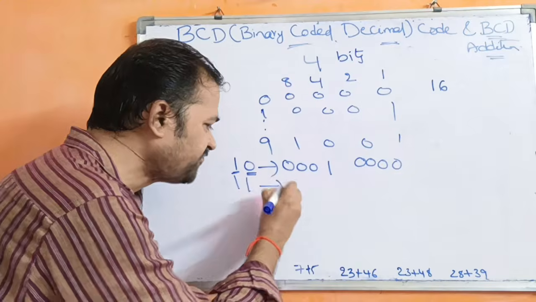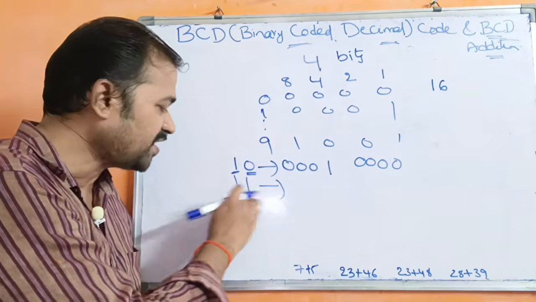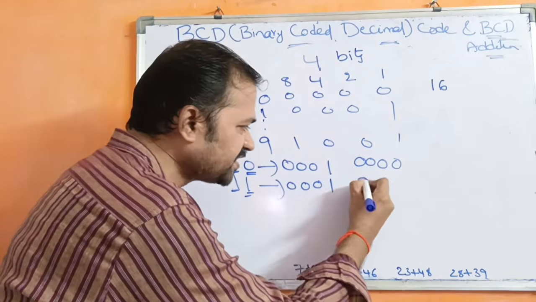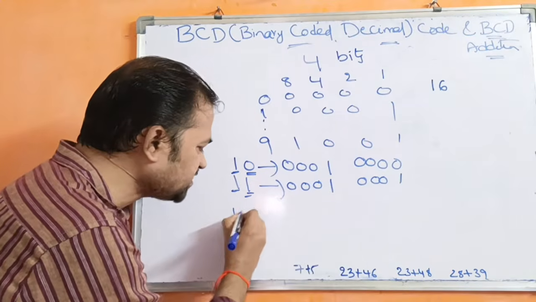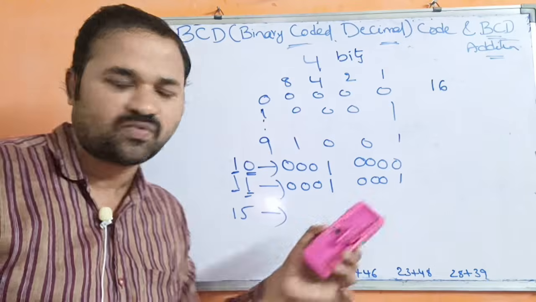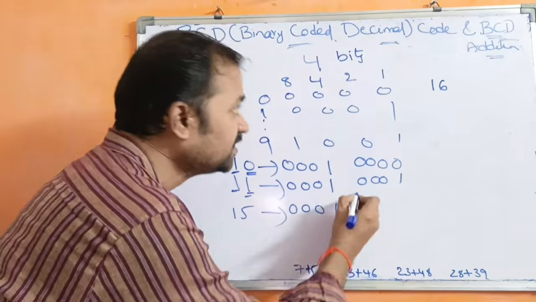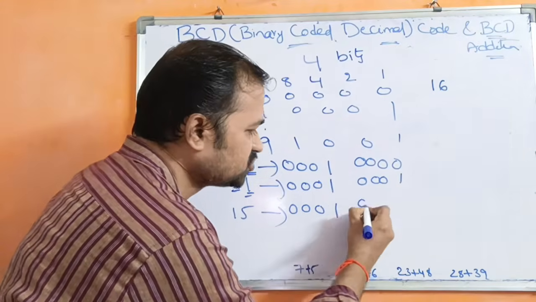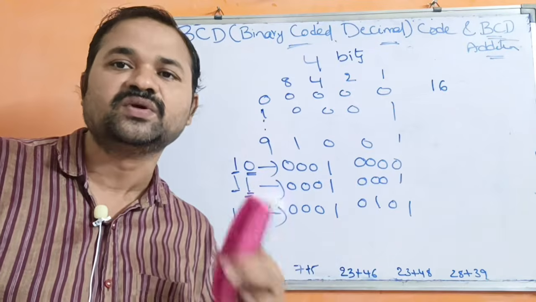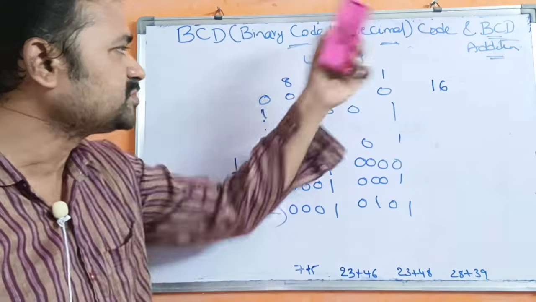Likewise, how can we represent 11? It is a combination of 2 decimal digits, 1 and 1. So how to represent 1? 0001. And this one? 0001. Likewise, 15 is a combination of 2 decimal digits, 1 and 5. So 1 means 0001, and 5 means sum of 4 and 1, so 0101. Likewise, we can represent the numbers from 10 to 15. So this is how we can use BCD notation.